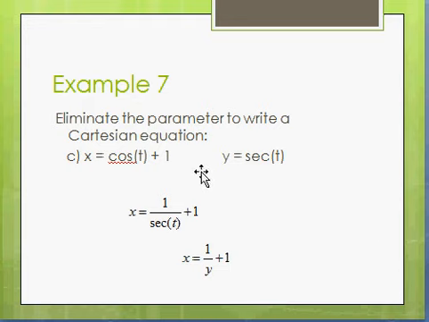So if you have trigonometry, look for some sort of identity that relates these things, and then substitute in what x or y equals to until you come up with an equation that doesn't involve t. And you don't have to solve for y, you just have to have an equation involving only x and y. Here we get x equals 1 over y plus 1.